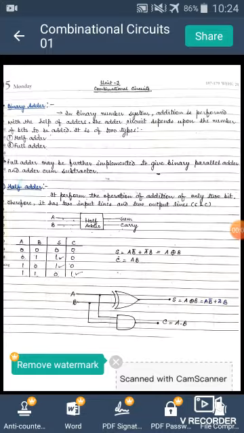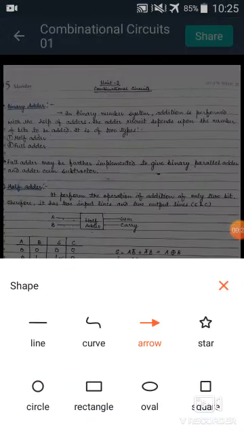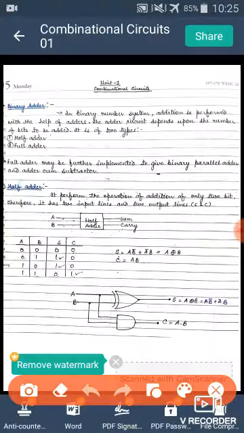Yesterday, we have just started combinational circuits, in which we have studied about binary adders. We have understood the operation of half adder and full adder. For half adder, there is addition of only 2 bits, as you can see here. Then we have designed the truth table for this half adder.